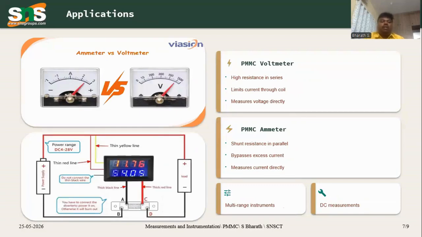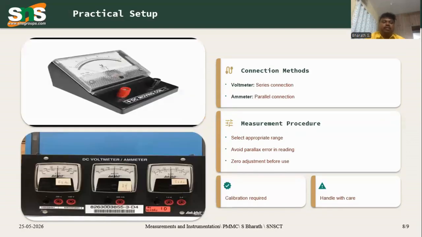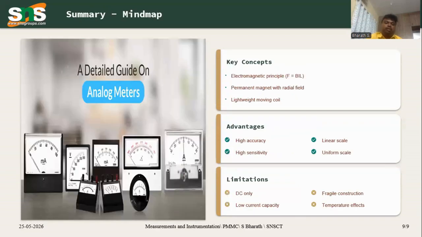According to this, in ammeters and voltmeters, the PMMC plays a vital role because of its high resistance and series nature, which limits current through the coil and measures voltage directly. Multi-range instruments are also there. Practically we can set them up easily, and low cost applications are developed using PMMC instruments. You can see these instruments in many places, in many industries, and for academic purposes.